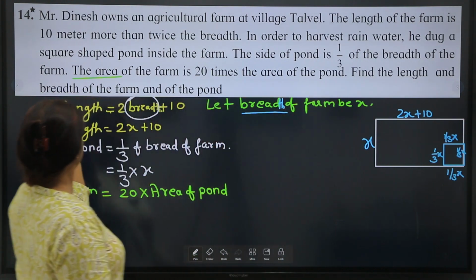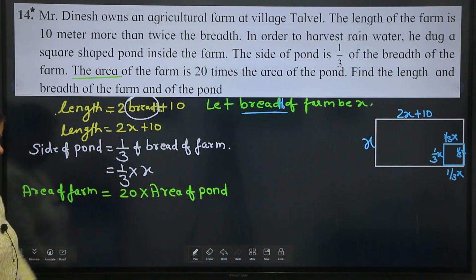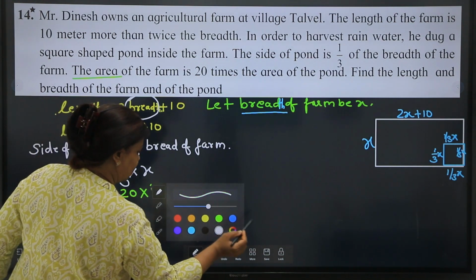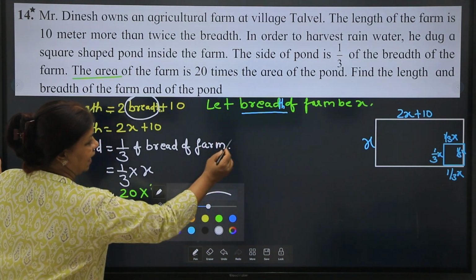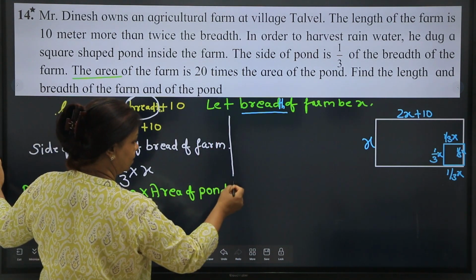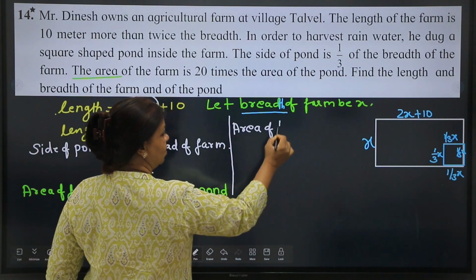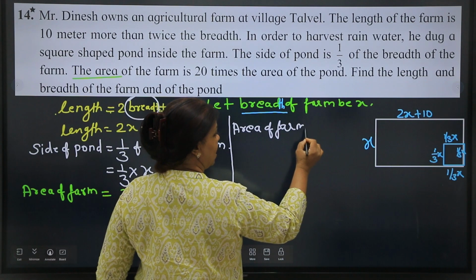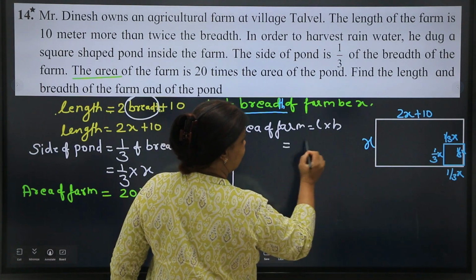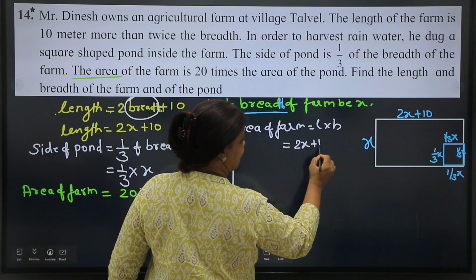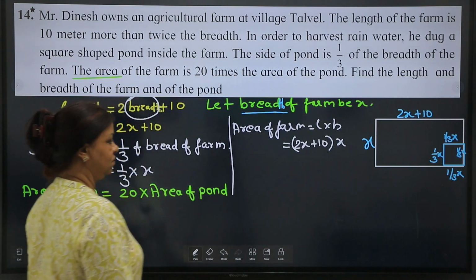Okay, find the length and the breadth of the farm and the pond. Now we know this condition, fine. Area of farm, what is area of farm? If I want to find out area of farm, it is equal to length into breadth. And what is the length? Length is 2x plus 10. What is the breadth? x. This is the area of farm.